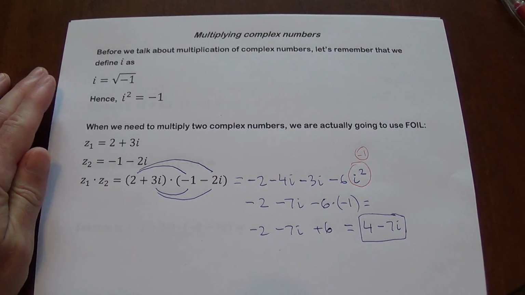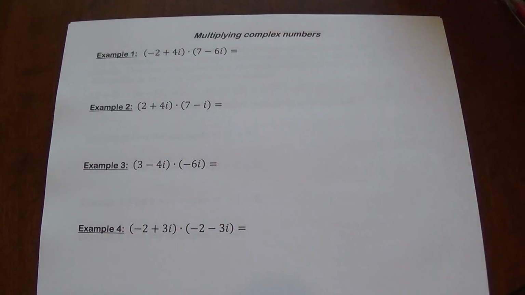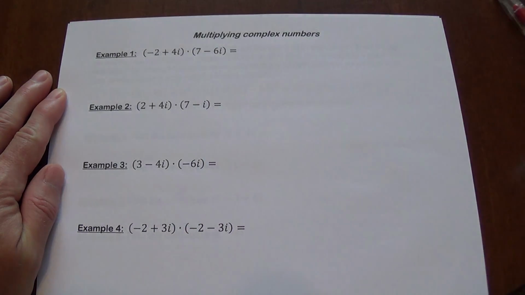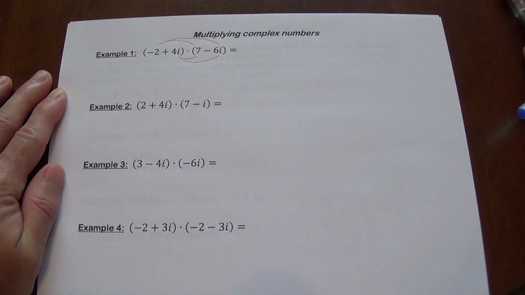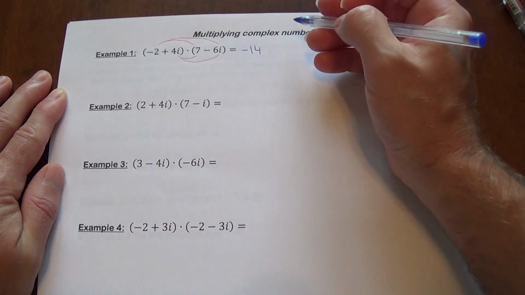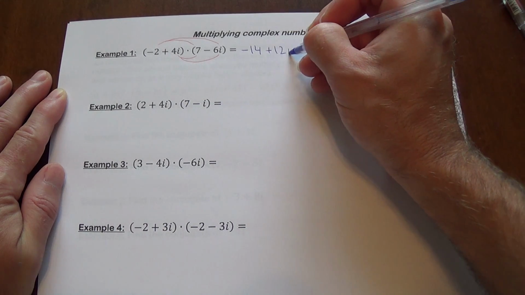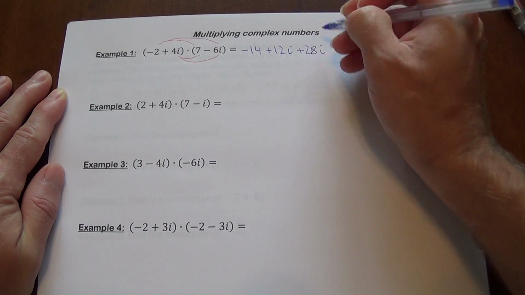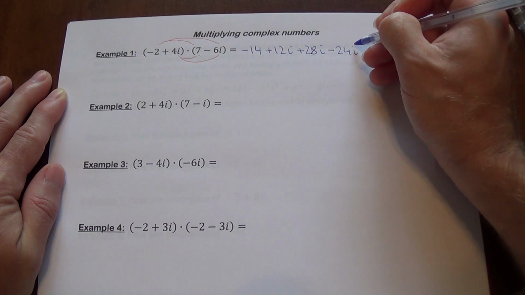Alright? So that's how it's done. Let's do a few problems. So -2 plus 4i times 7 minus 6i, again, we are going to FOIL it. -2 times 7 is -14. -2 times -6i is positive 12i. 4i times 7 is plus 28i. 4i times -6i is -24i squared.